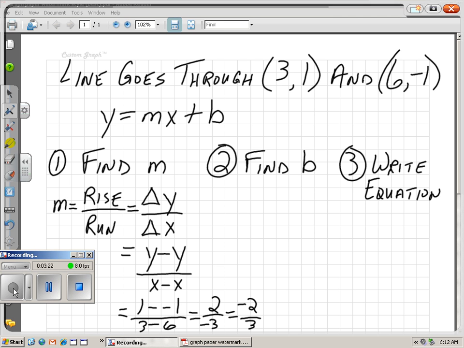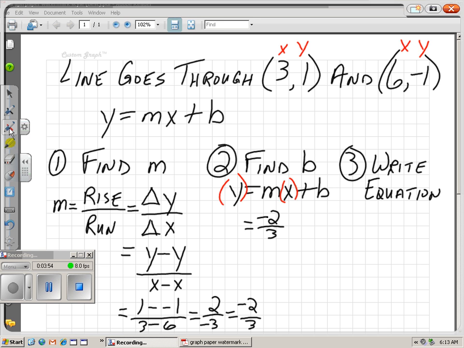Good. Alright, let's find b. You guys remember to find b, we start with our slope-intercept form. Now, I just figured out that my m is negative 2/3, my slope. So I'm going to replace the m with negative 2/3. And I'm going to borrow an x and a y just for a minute so that I can figure out what b is. Now, which x and y you borrow doesn't matter. You can borrow this x and y or this x and y.